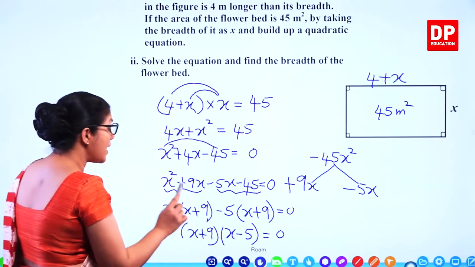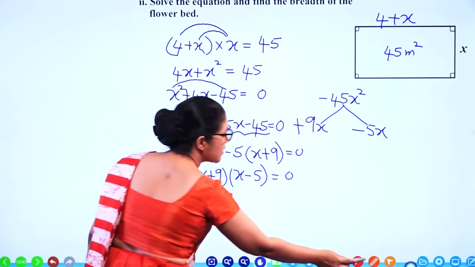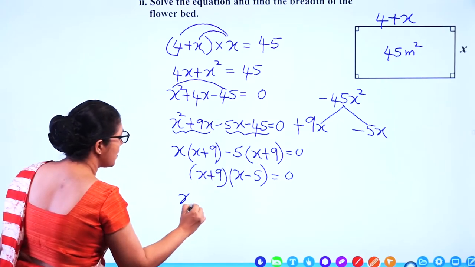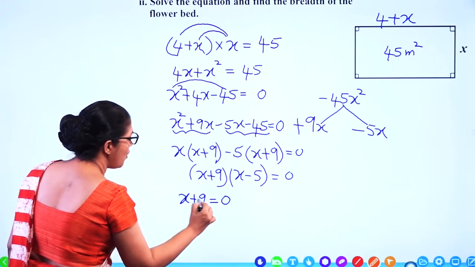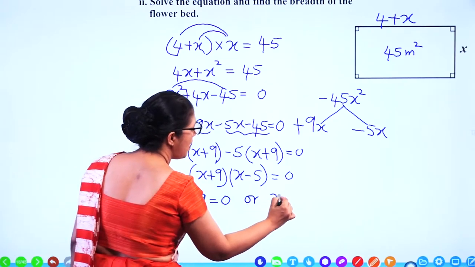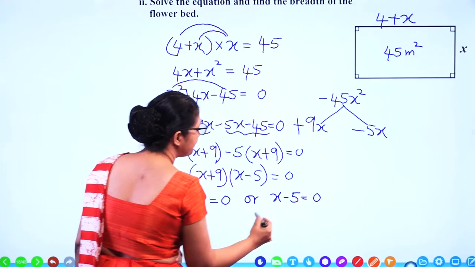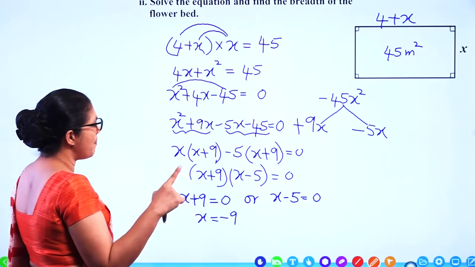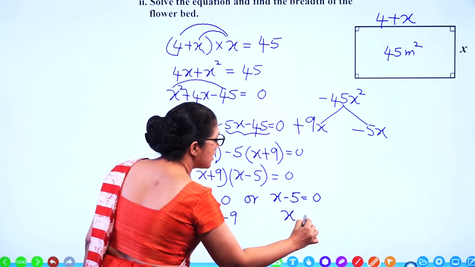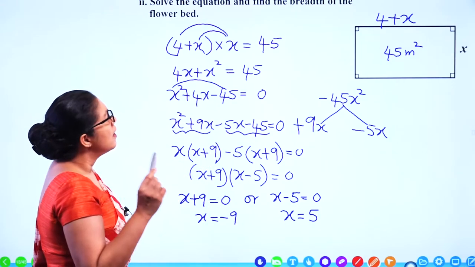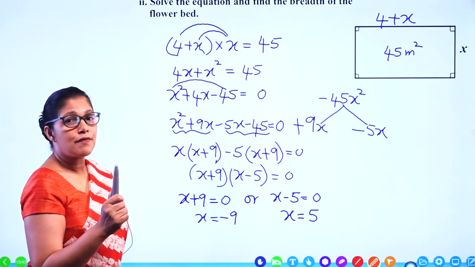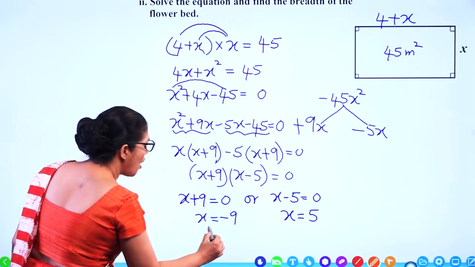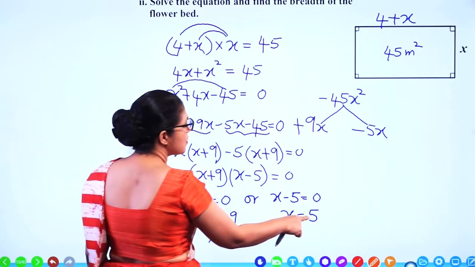The product of two factors is equal to 0, which means either one factor is equal to 0. So x plus 9 is equal to 0 or x minus 5 is equal to 0. So what's the x value? Take 9 to the other side: minus 9, or you get plus 5. Can you get a negative answer for x? x is the breadth of the rectangle. x cannot be negative, so x becomes 5.